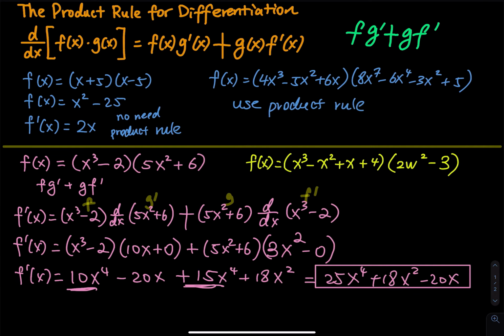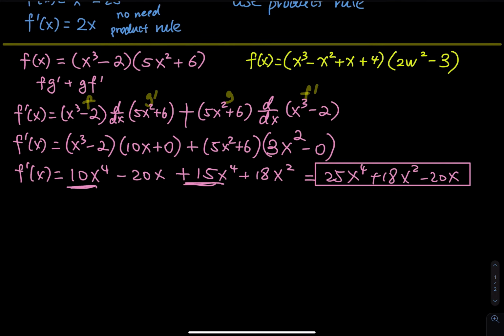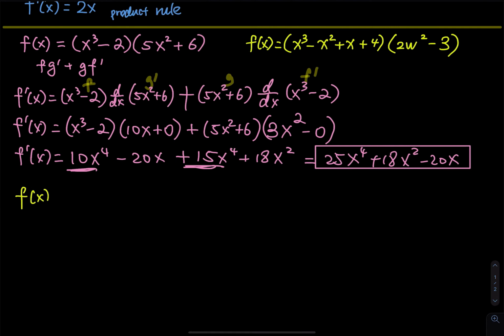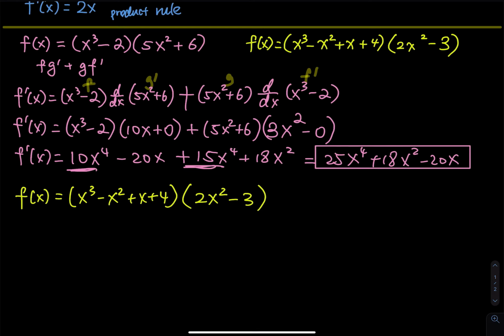All right, so let's take a look at number 2. So number 2, we have f of x equals x to the third minus x squared plus x plus 4, and then multiply. Oh, how come I put a w? So that is supposed to be an x, right? Because we do not want to have two different independent variables. So 2x squared minus 3. All right then.